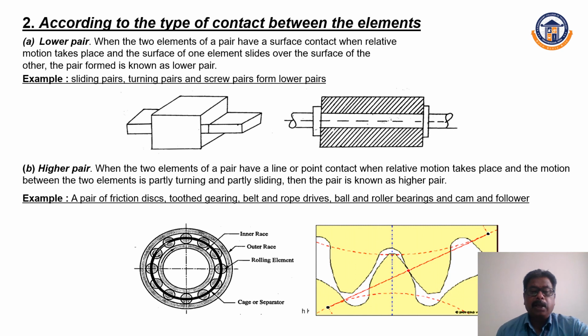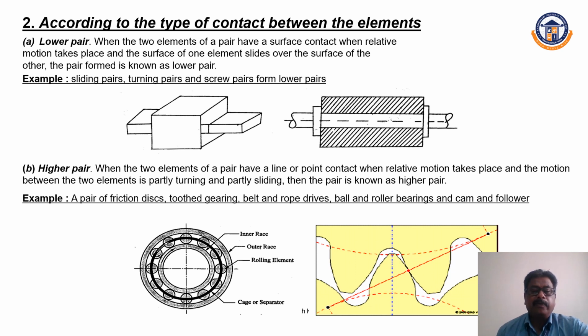So the second category is according to the type of contact between the elements: lower pair and higher pair. If there is a surface contact between two elements or two links with relative motion, then it is called a lower pair. Sliding pairs, turning pairs, and screw pairs form the lower pairs because they have surface contact.